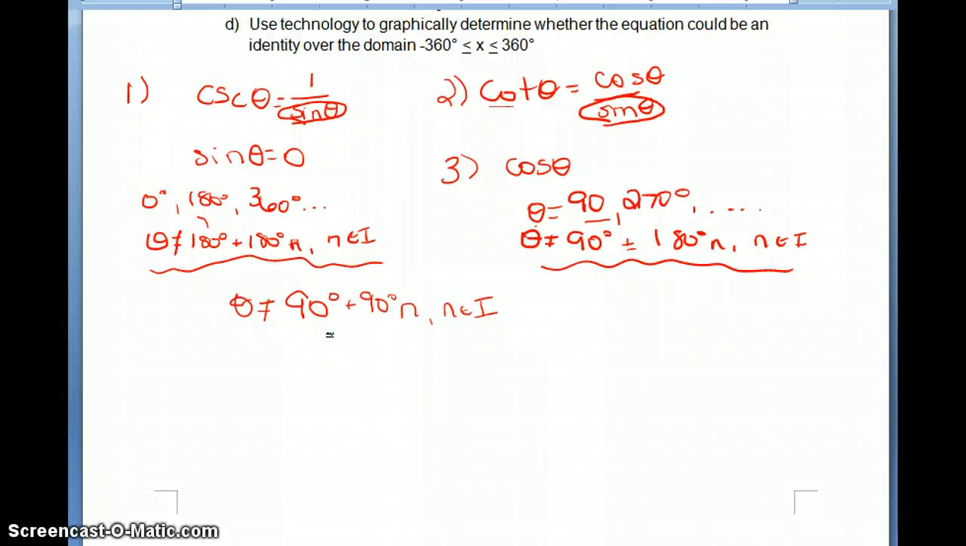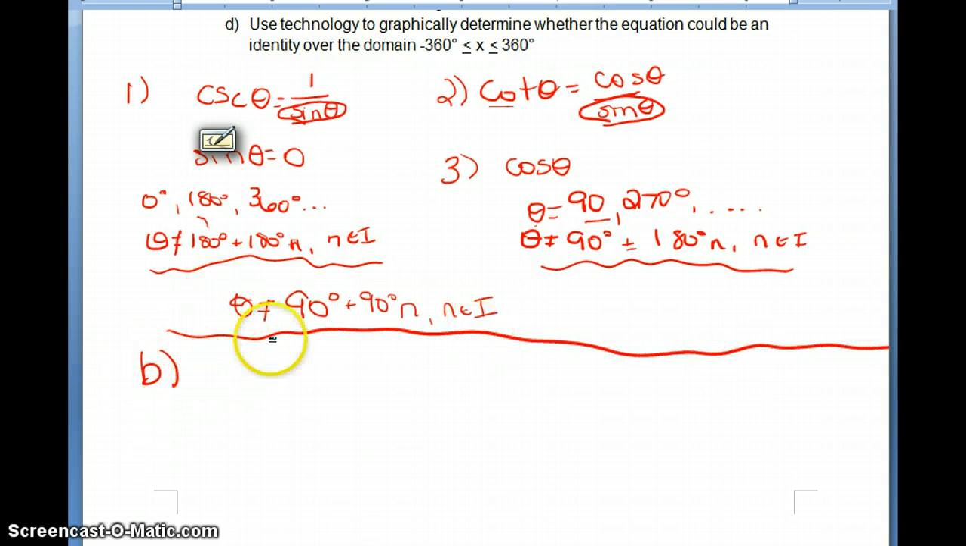Okay, so that was A. For B, we need to numerically verify that theta equal to 45 degrees is a solution for the equation. So for this one, we simply substitute those values in. Okay, so I'm going to write B here. Draw a nice little squiggly line there. You guys hopefully have more room than my monster writing on here. All right, so here we need to put 45 degrees in for theta.